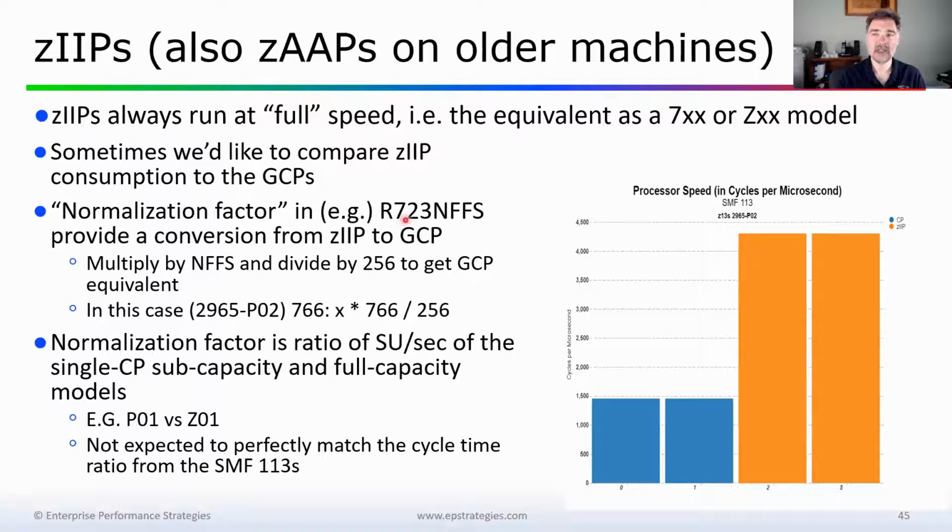And there is a normalization factor in the data. It's actually in multiple places. This one field is just one of the places it is. And this is used to provide a conversion factor between the zIIPs and the general purpose engines.